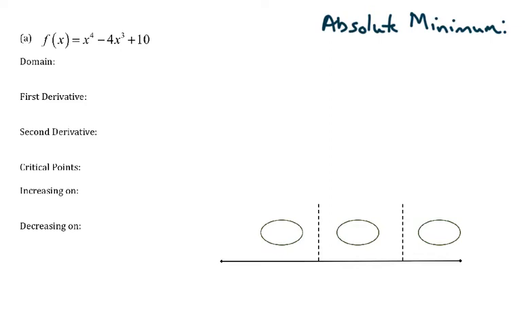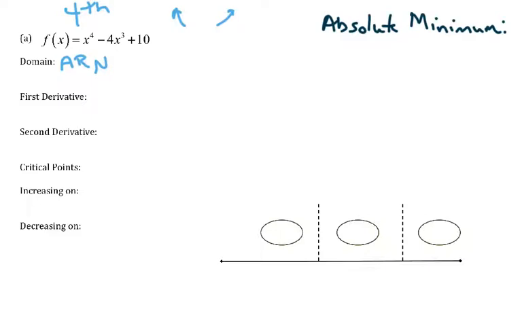So here is our first function. This is a nice polynomial. It's 4th degree. It's going to have an absolute minimum because it has a positive leading coefficient. I already know that I'm looking for that. There might be some local extreme values. We'll have to test for that. So the domain is all real numbers.